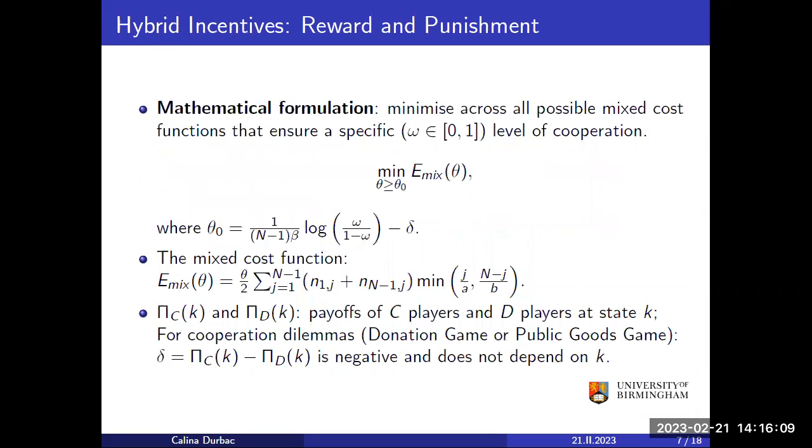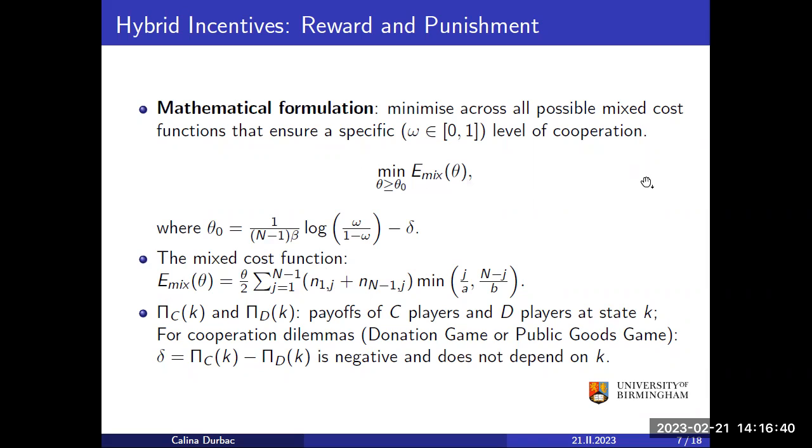Right, so the mathematical formulation is as follows. As I promised, the level of cooperation is denoted little omega, and it takes values between 0 and 1, just so we can easily translate them into percentages. What we want to do is minimize across all possible mixed cost functions that ensure that level of cooperation omega. That's the optimization problem, where theta 0 is that.